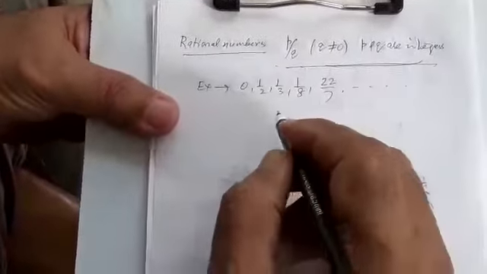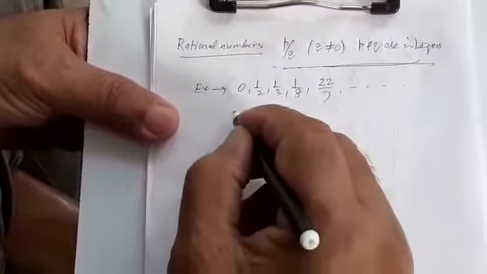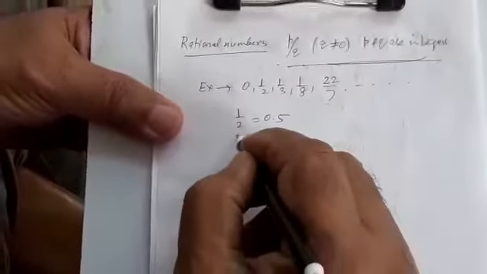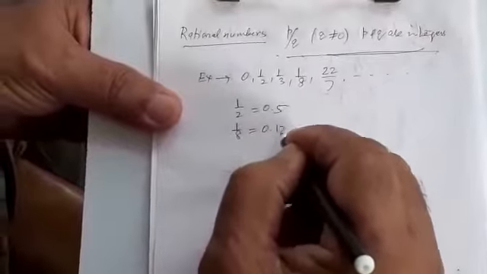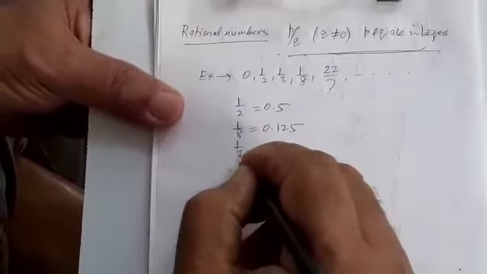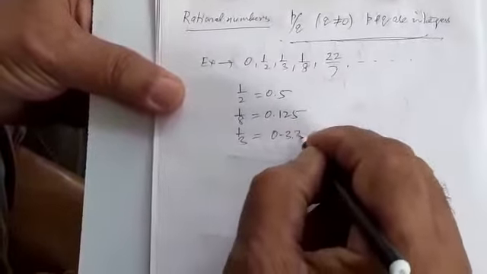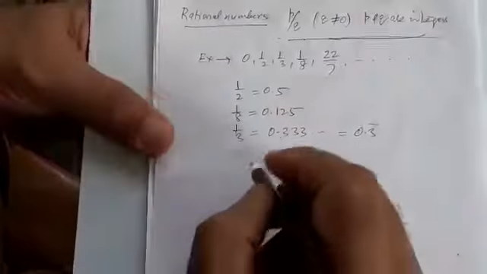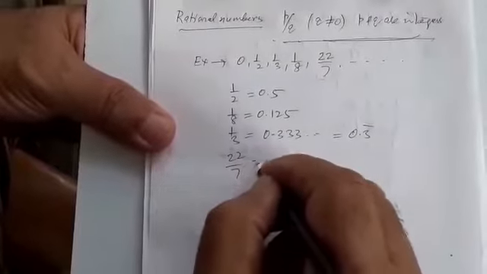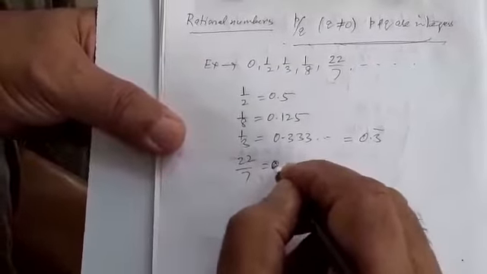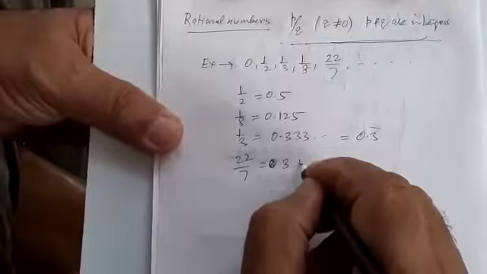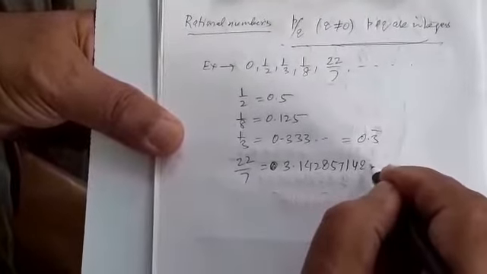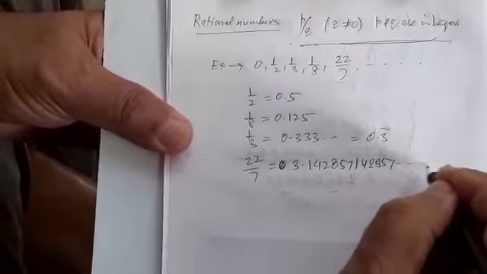But when we see all these numbers carefully, we get that 1 by 2 is 0.5. 1 by 8 is 0.125. 1 by 3 is equal to 0.333, infinitely it will go on. 0.3 bar we can write. Like this, 22 by 7 is also 3.142857, and like this it will go on.